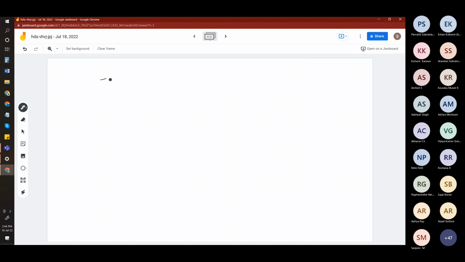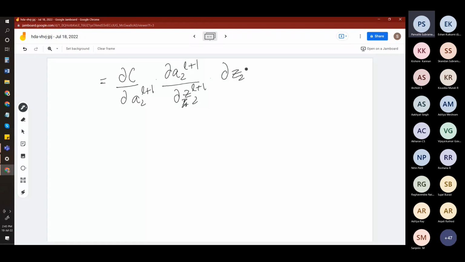Earlier we had ∂C over ∂A^(L+1) times ∂A^(L+1). Now we're introducing this new term Z, so that becomes times this third derivative, which is Z with respect to the weight we are interested in. So now this is easy to calculate, and this is also easy to calculate.